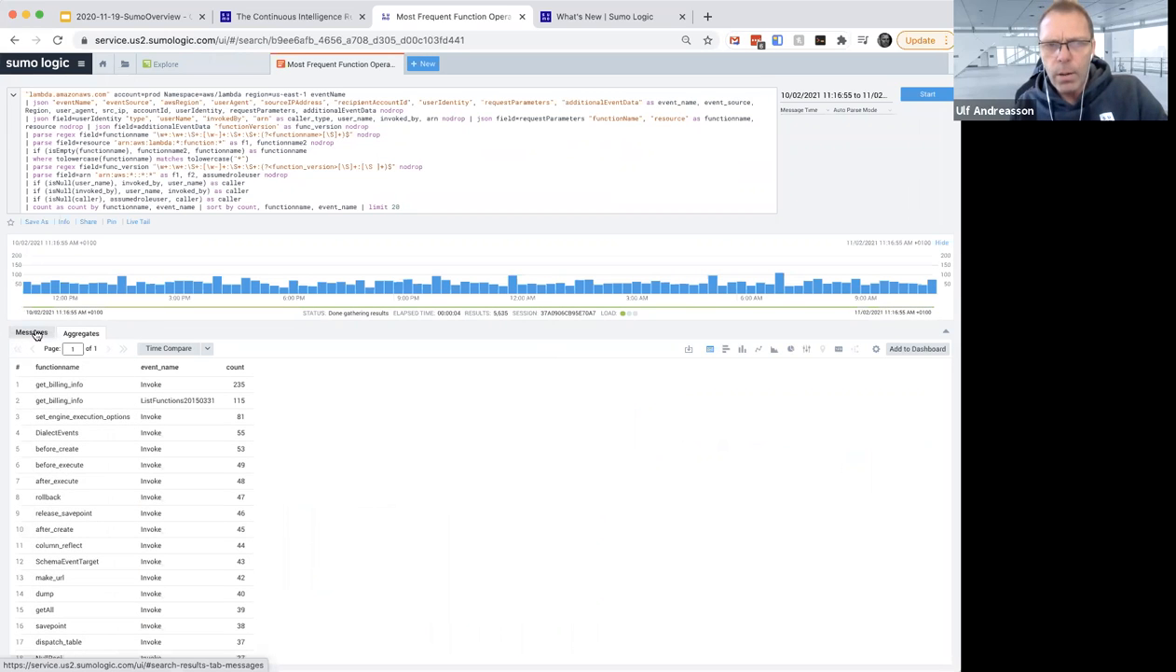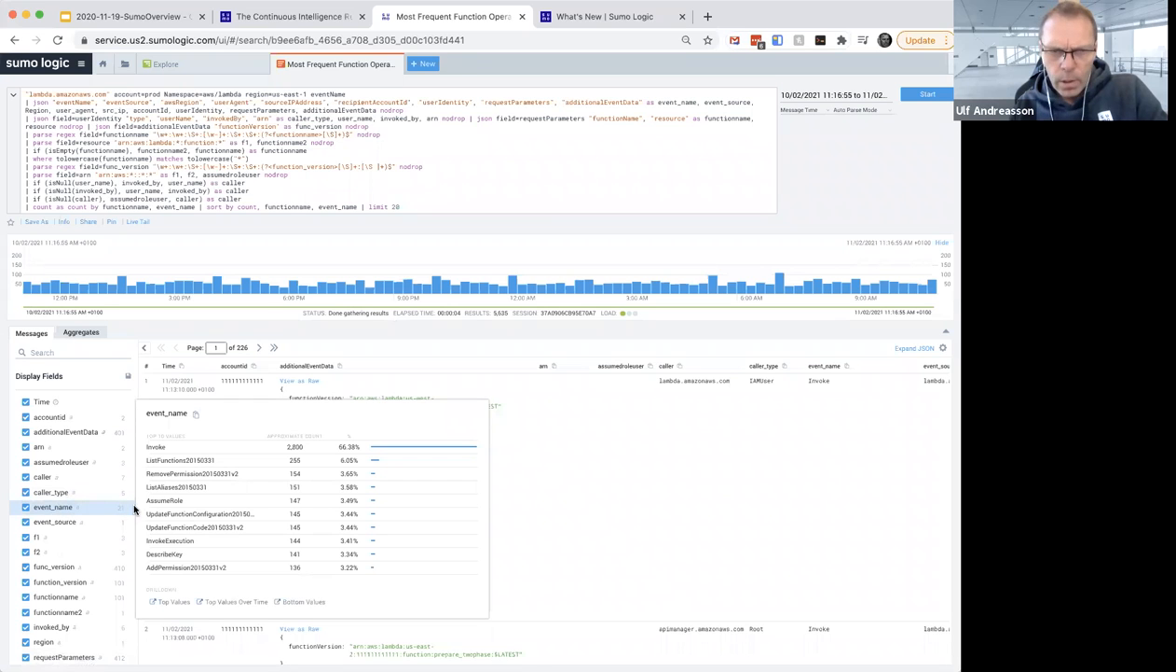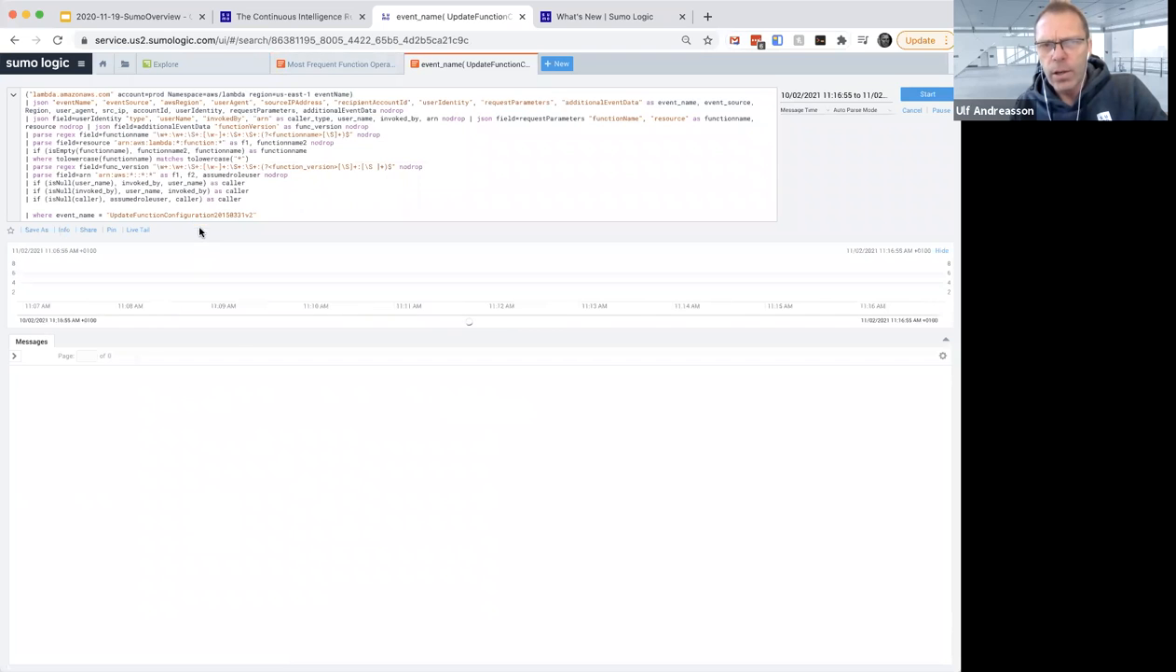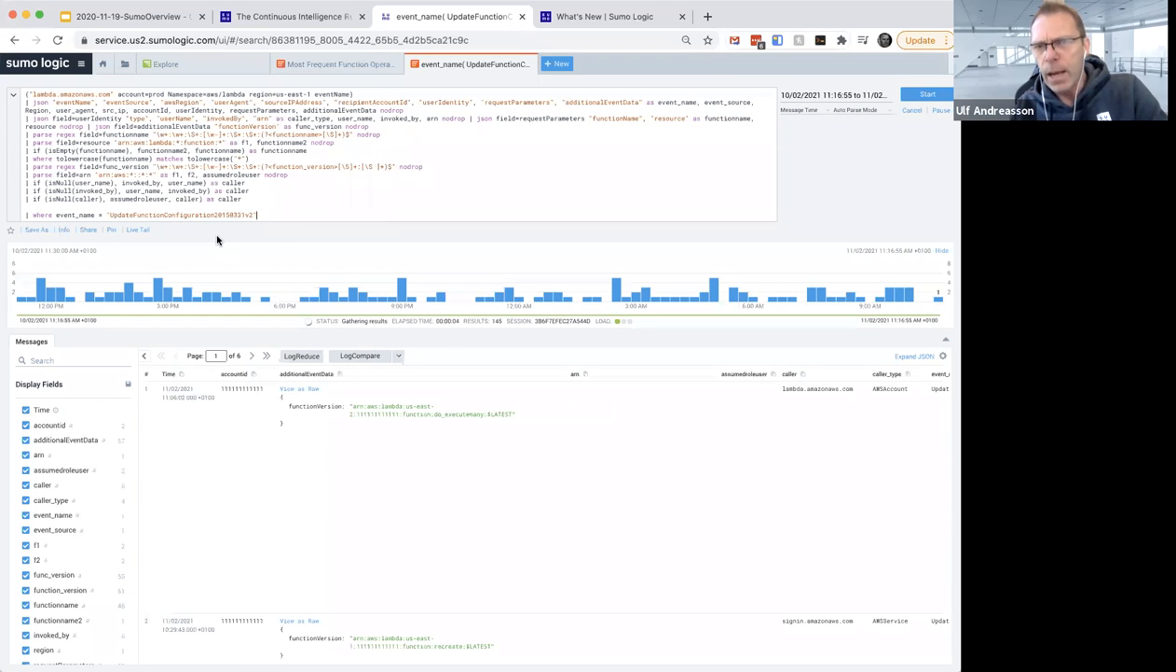But what I can do here is go into the finer granular details. I have a multitude of information here, but here's like 5,600 log lines. Obviously, what I'm interested in is the get function, an update function configuration here. This is something that I am a bit suspicious around. And what I can then do is go in here and look at that specific update function configuration to see if I can draw any insights into what's been happening here.